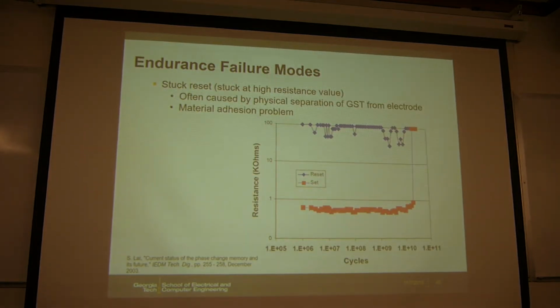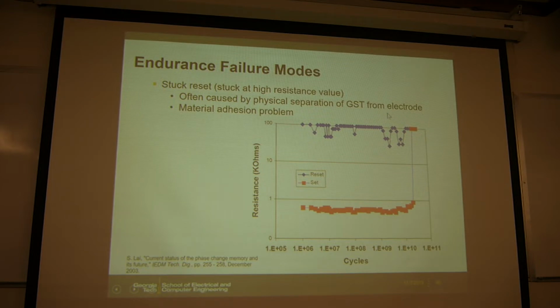And then the endurance, the cycling endurance. If you keep setting and resetting the device, then eventually after, for example here, 10 to the power 10 cycles, the device will get stuck at, in this case, the high resistance state. So basically it's stuck at this reset state.